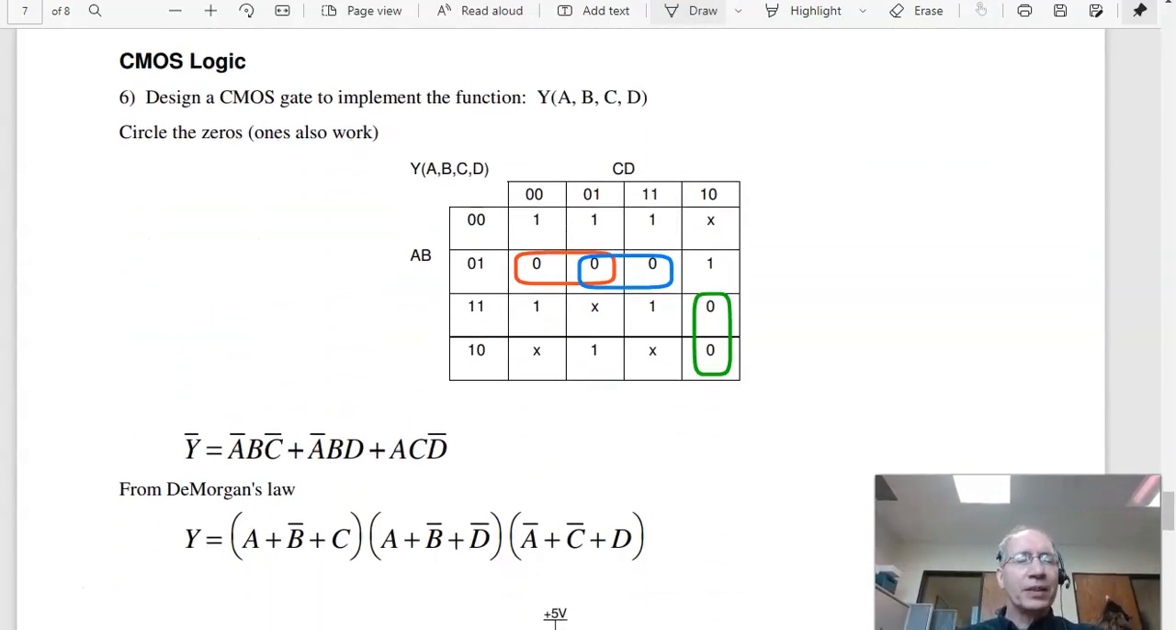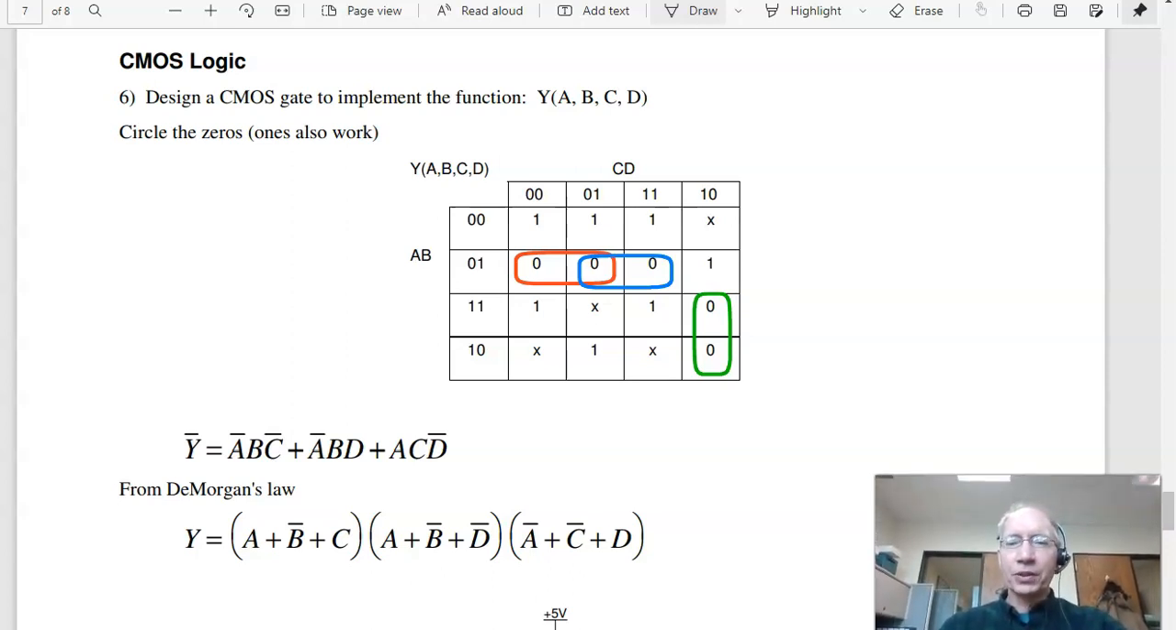The last problem is CMOS Logic. Come up with a gate to implement this logic using CMOS Logic. And you can circle the 1s or circle the 0s. Either one works. I personally prefer circling the 0s. What that'll do is that'll give you the logic for the low side of the CMOS logic. When the low side turns on, it's pulled to ground, or 0 volts. So my preference is circle the 0s, and that gives me this logic.